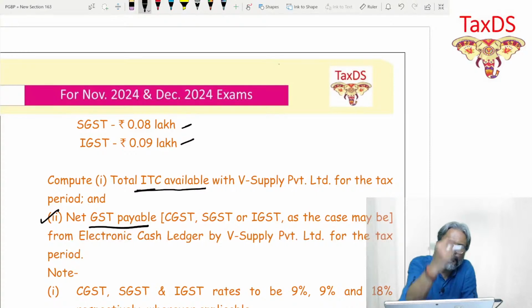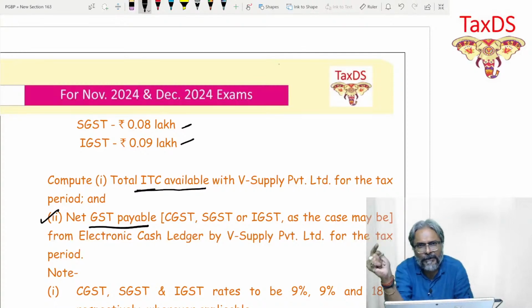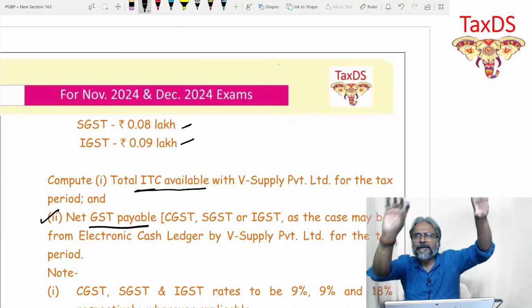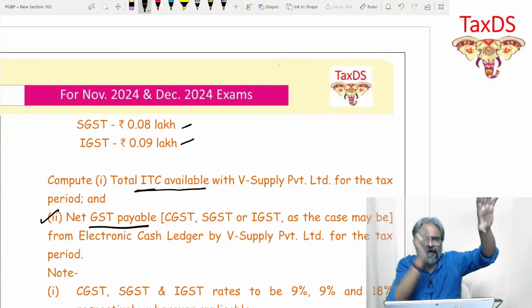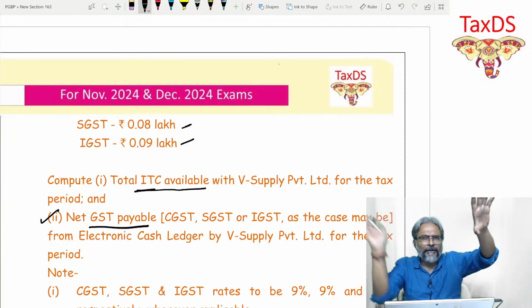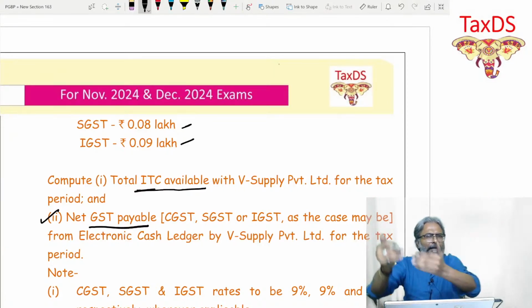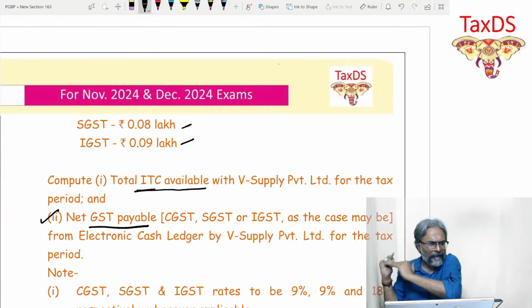Total ITC available: you start with the opening balance, and for each line item on the debit side, you will check that along with the additional information, and on that basis, you will start putting up the particulars: CGST, SGST, and IGST. Then you'll add up each one of them respectively, and you'll get the total ITC which is available for that period.